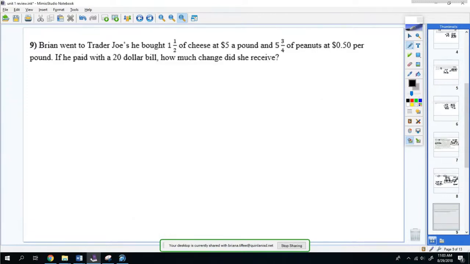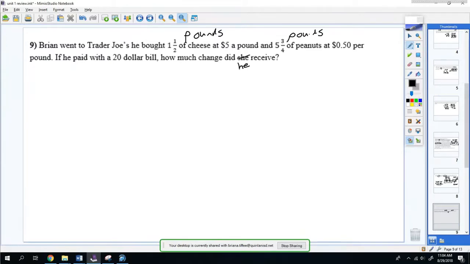All right, number 9. Brian went to Trader Joe's. He bought 1.5 pounds of cheese at $5 a pound, and 5 3/4 pounds of peanuts at 50 cents per pound. He paid with a $20 bill. How much change did Brian receive?